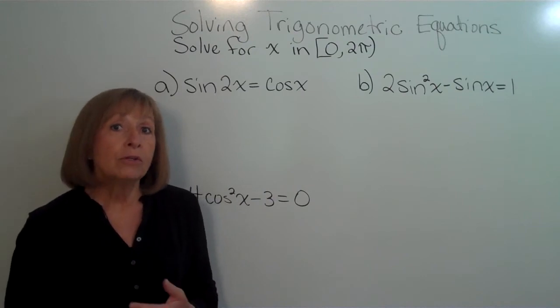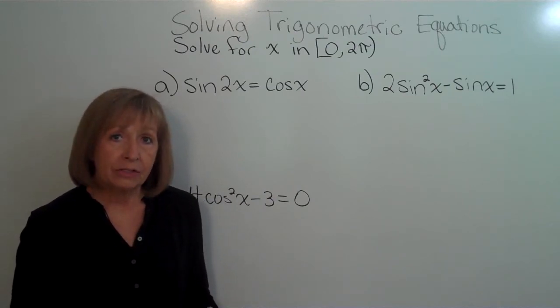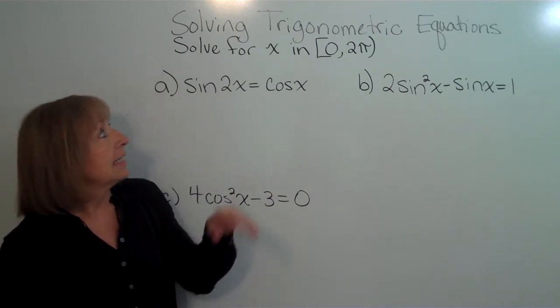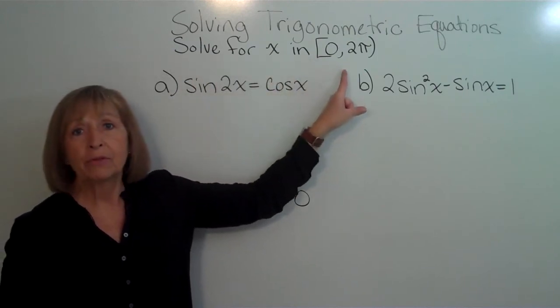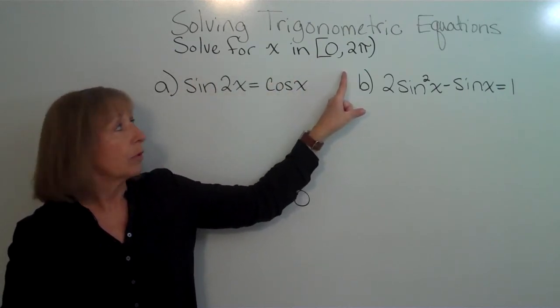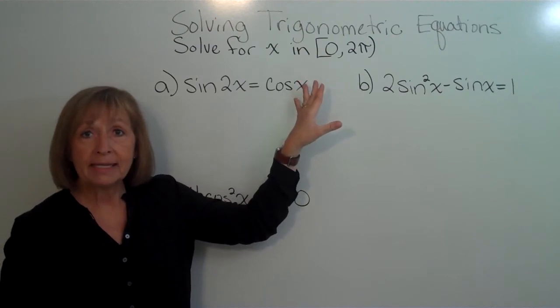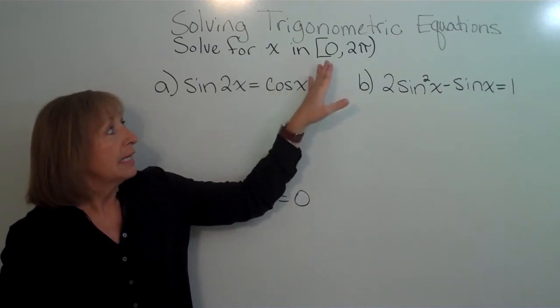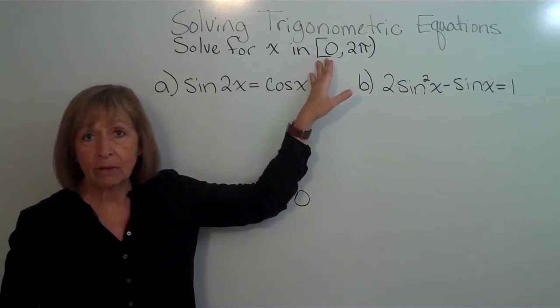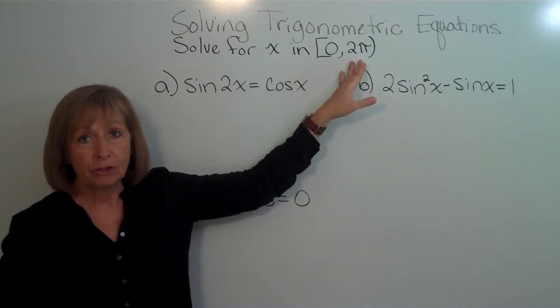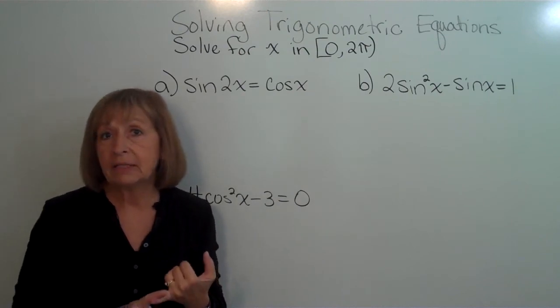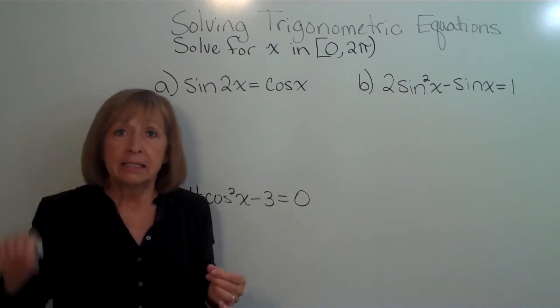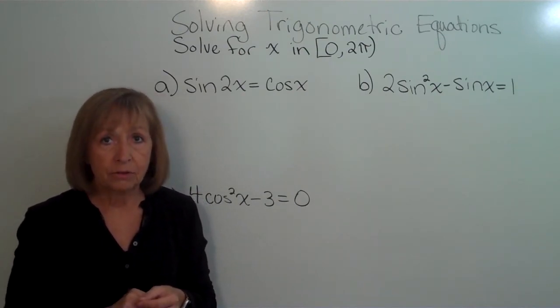When you're looking at how to leave your answer, you want to see if something tells you how your variables need to be reported. In the example I'm doing today, it's telling me to give my values of the variable in the span starting at 0 up to but not including 2 pi. So I need to give it in radians and just one rotation around the circle.